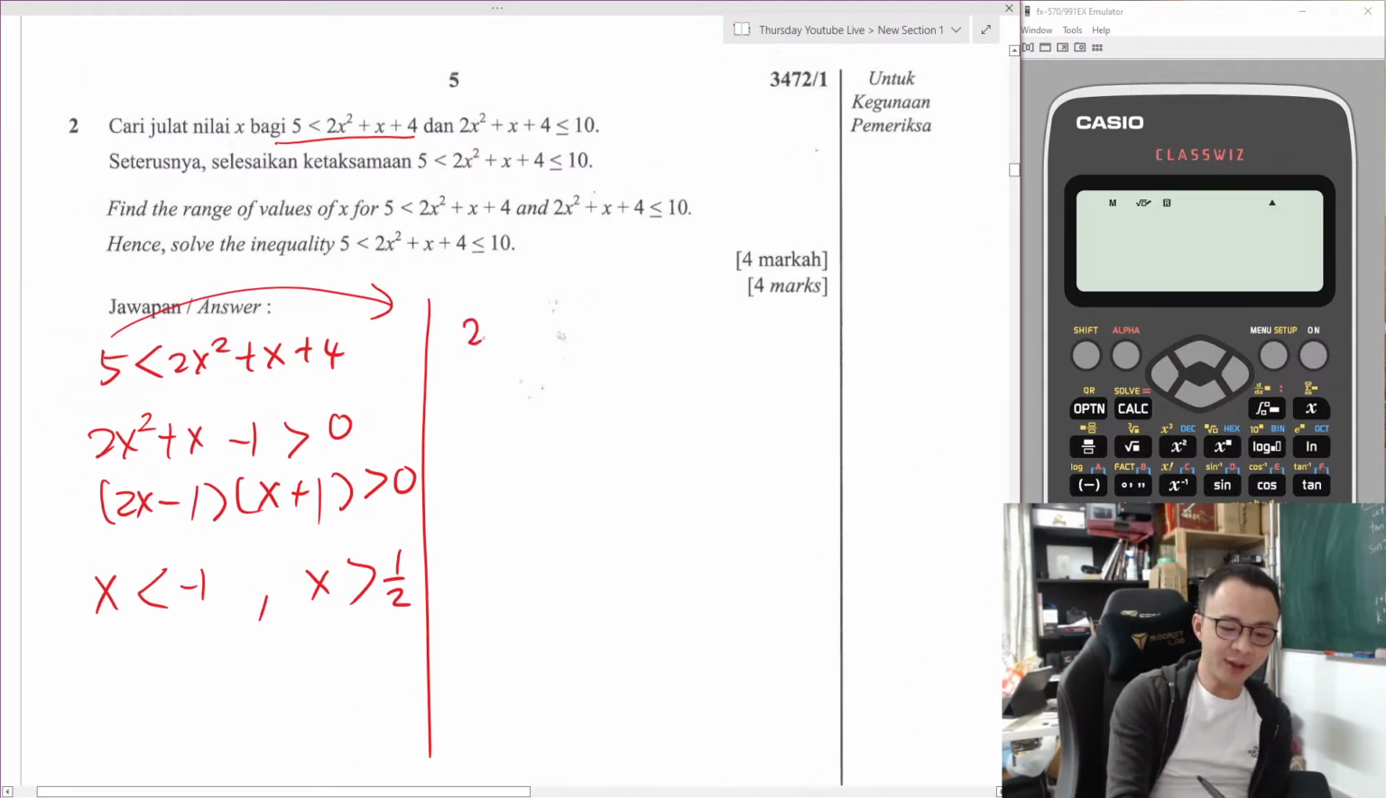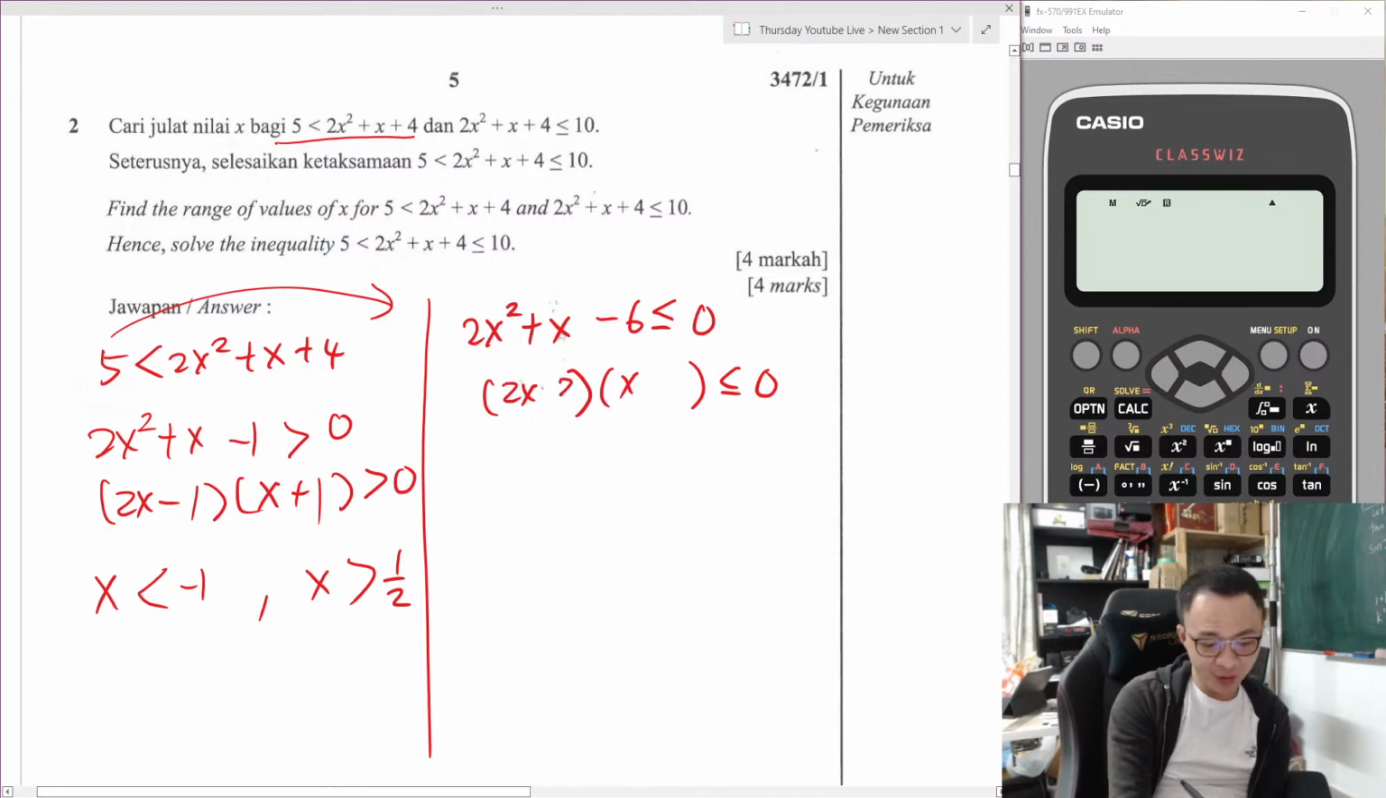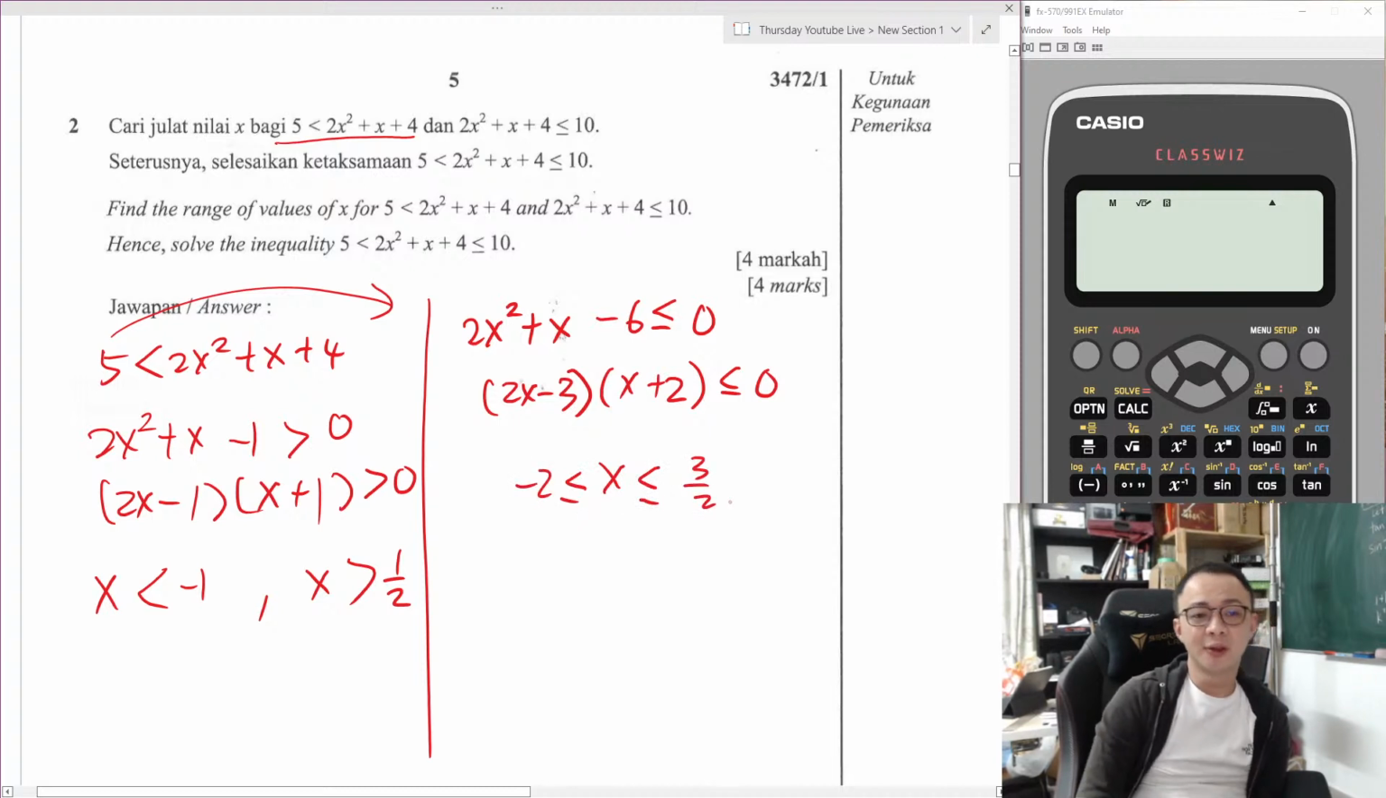So another inequality is 2x squared plus x. I move the 10 to the other side, minus 10, so I get minus 6 less than or equal to 0. Then I factorize as usual. This is 2x and x. And then for this one, I should have 3 and 2 here, and then it must be plus and minus. Alright, this one is less than 0, so it must be in between. x must be between negative 2 and 3 over 2. Okay?